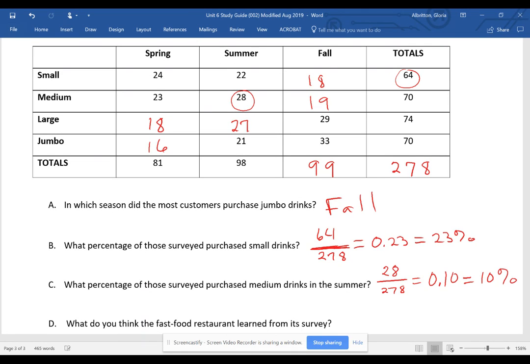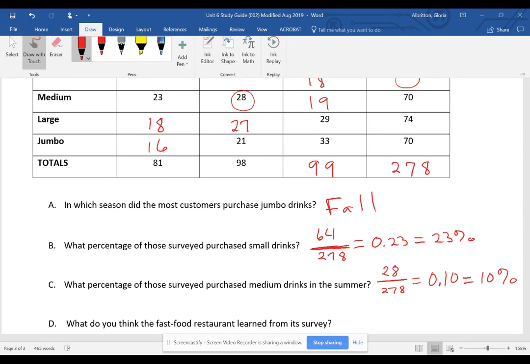And the last question for this problem, D, what do you think the fast food restaurant learned from this survey? It looks like maybe the summer and the fall is when most people drink the most drinks. And it also looks like the small drinks aren't that popular because you have more people purchasing medium, large, jumbo. So I'd say summer and fall is when most drinks are purchased, and the small drink is the least popular. All right, let's go to the next problem.